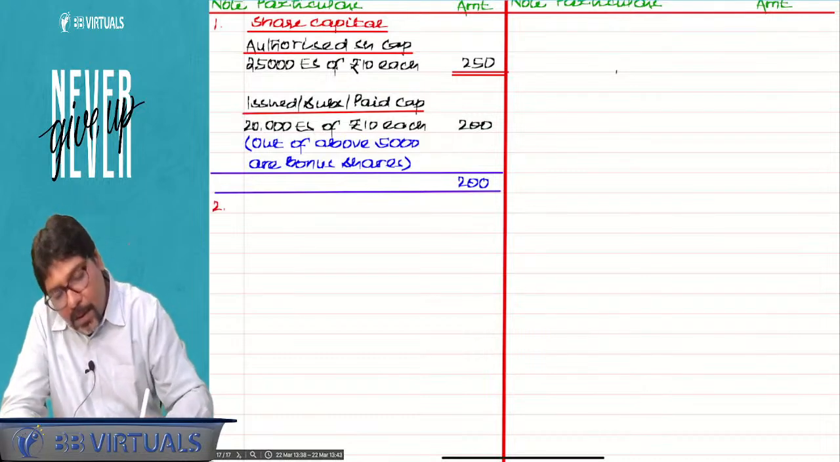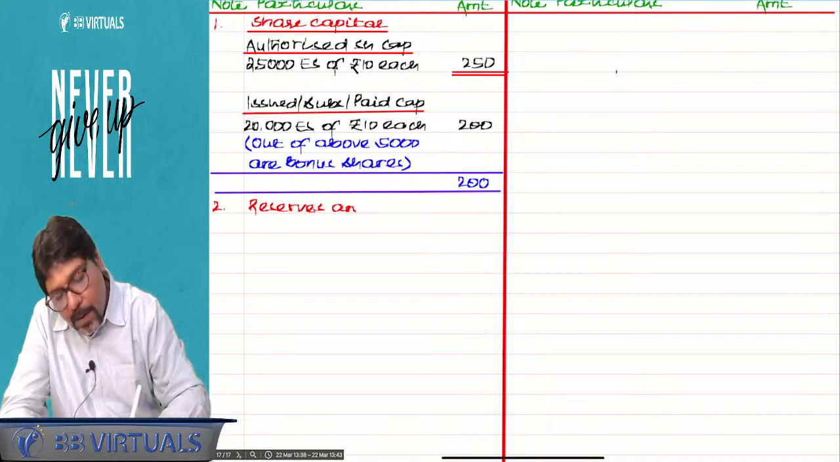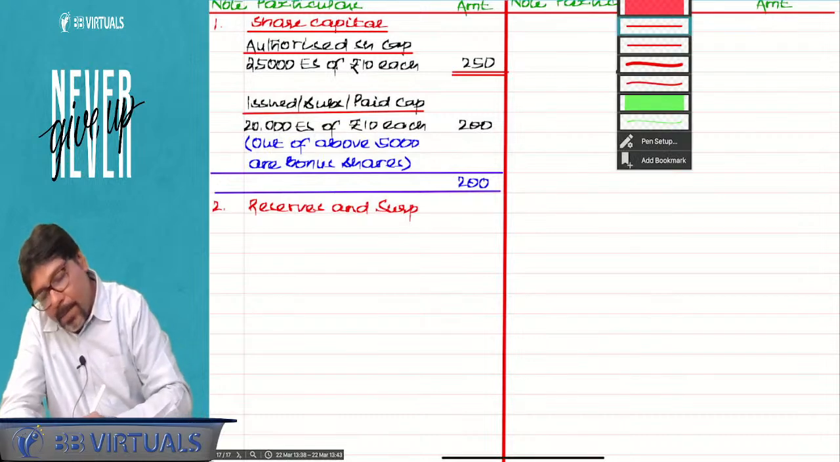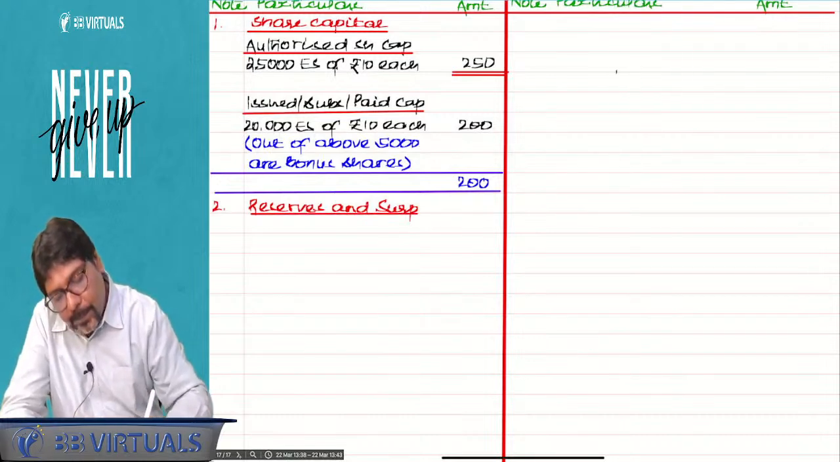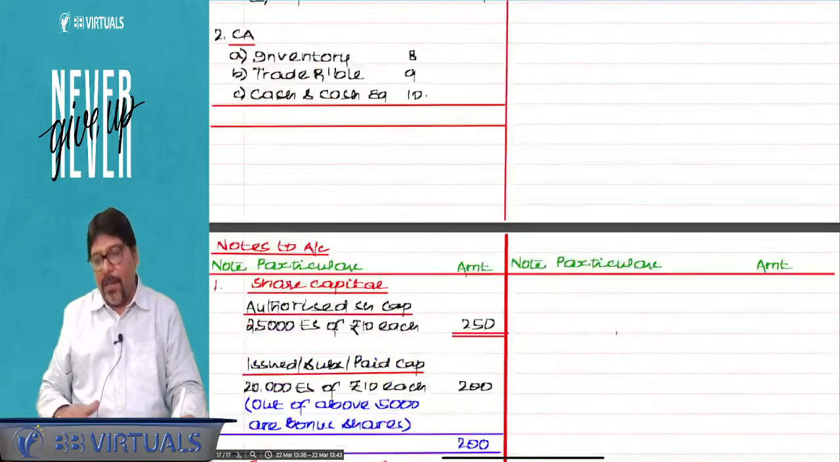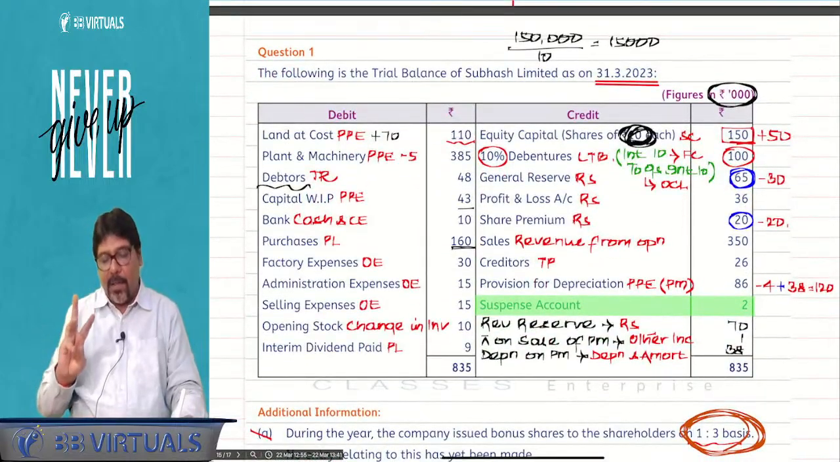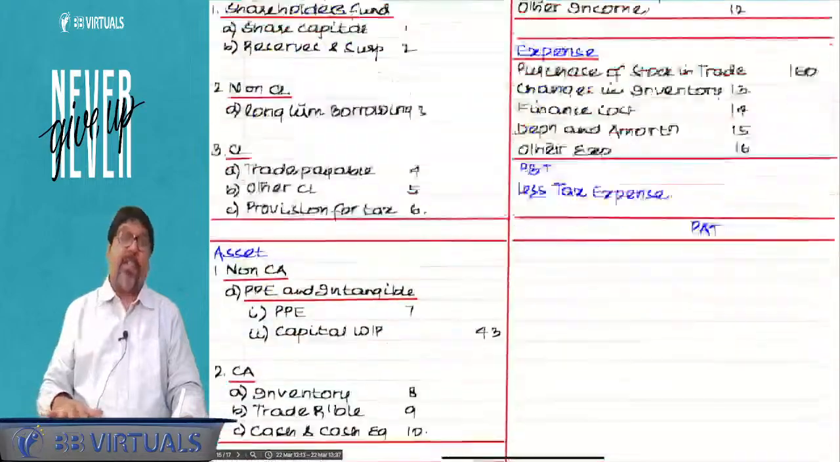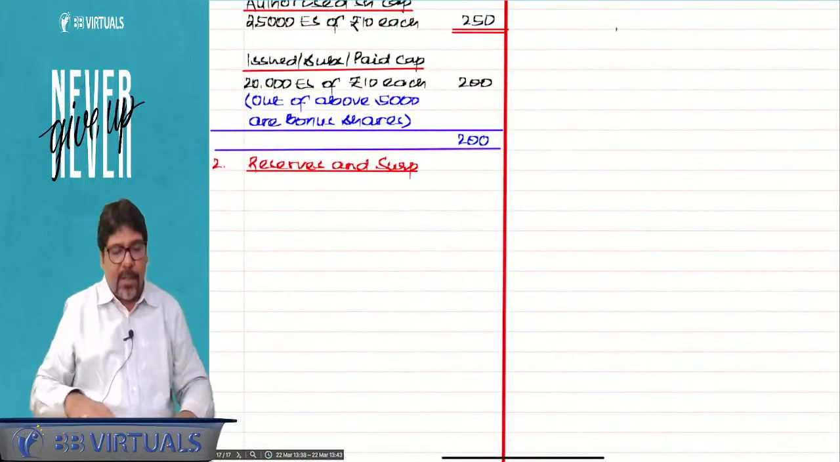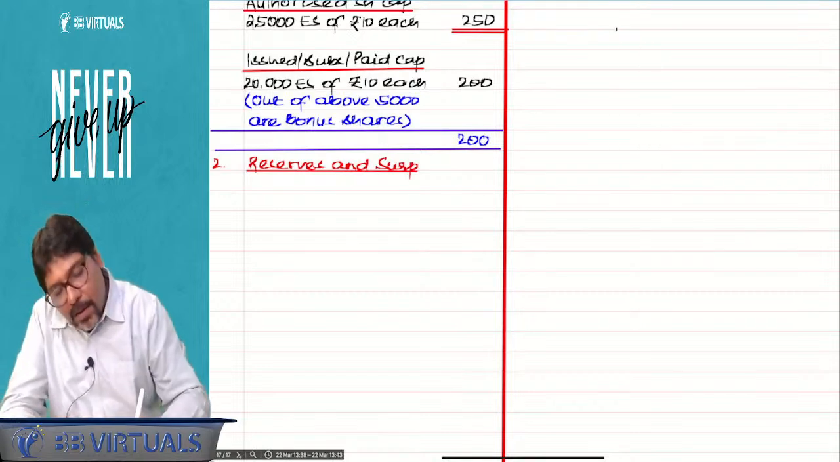Number two, reserves and surplus. Now chartered, reserves and surplus. The first reserve we have is what? We have got general reserve, we have got P&L account, we have got securities premium. Three reserves we have. Yes or no? Yes, sir. But the first reserve is what, chartered? The first reserve is general reserve.